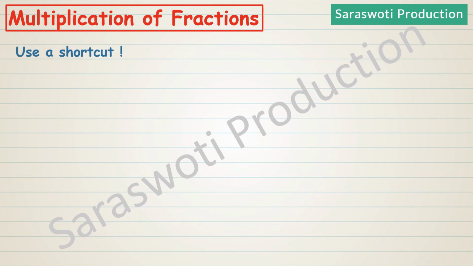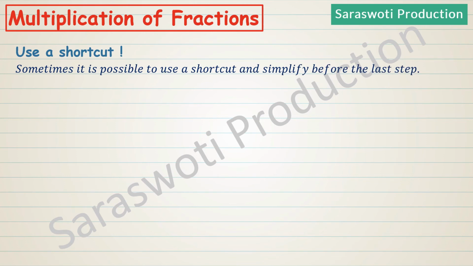Now, let's use a shortcut method to find the answer. Sometimes it is possible to use a shortcut method and simplify before the last step. So no need to follow the final answer step where you have to convert a given number to its lowest term. We can do that beforehand. How do we do this? Given two numbers here, 4 by 5 into 7 by 8.